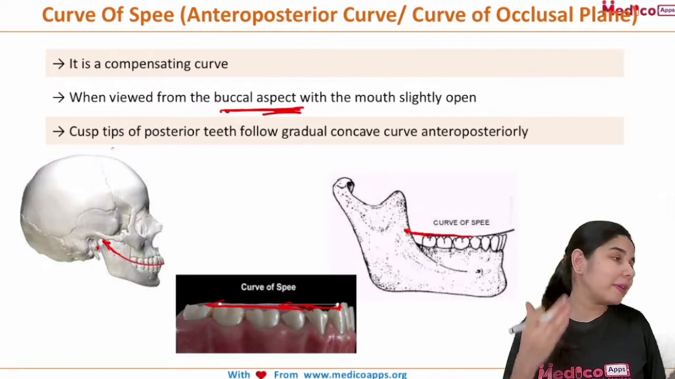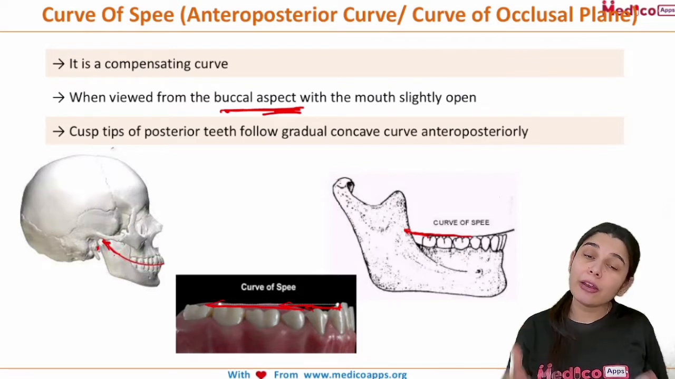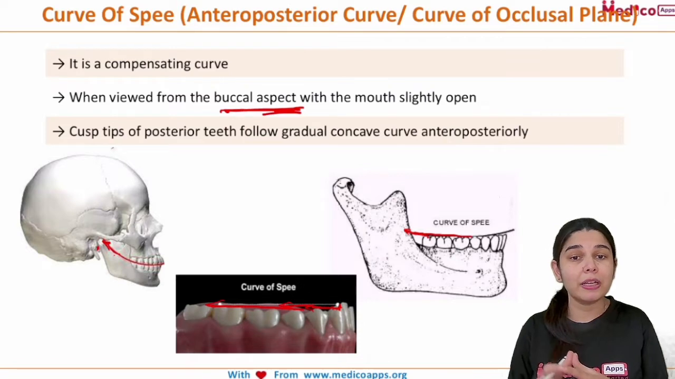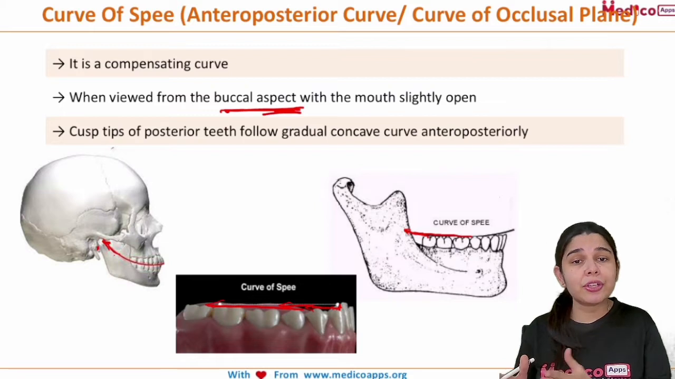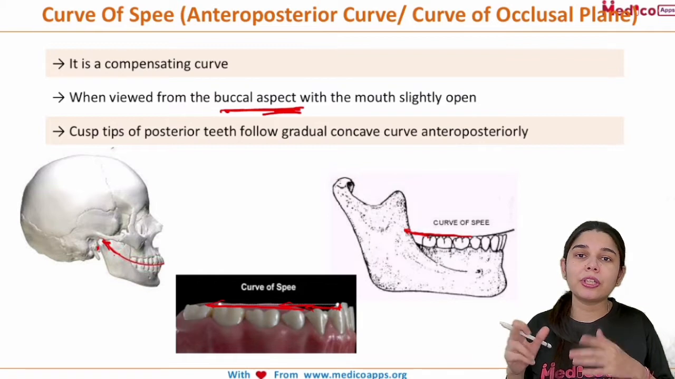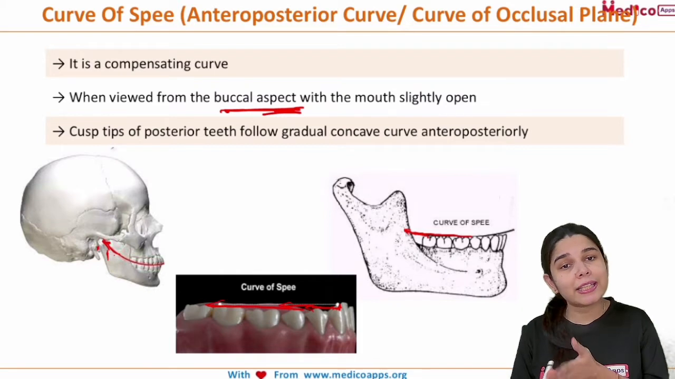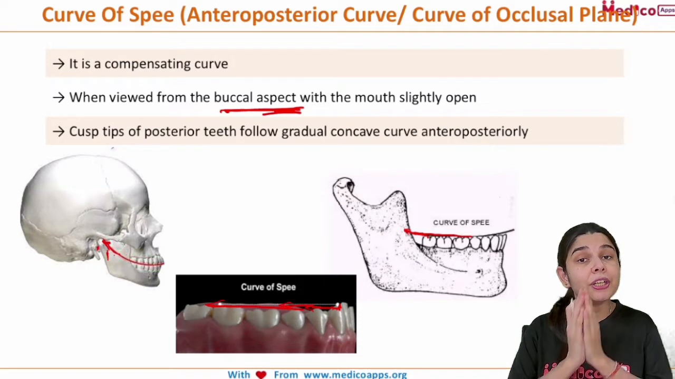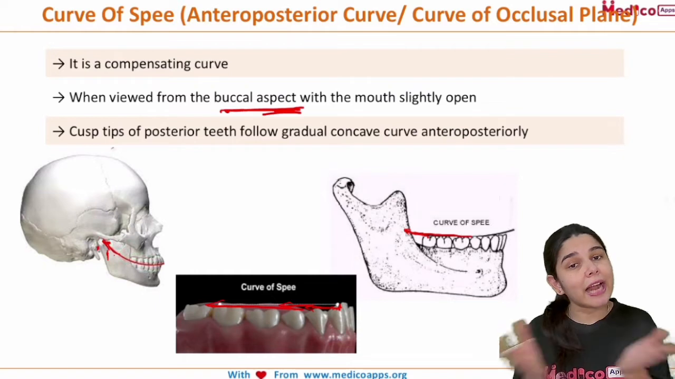So the curve of Spee is what we are discussing from this region to this region, and only then we say that, viewed from the buccal aspect, the cusp tip of the canine region moves towards the posterior teeth, following a gradual curve anteroposteriorly and reaching the condyles of the mandible. So this is exactly the curve of Spee, and that is why we call it an anteroposterior curve, because we are moving from the anterior region to the posterior region.